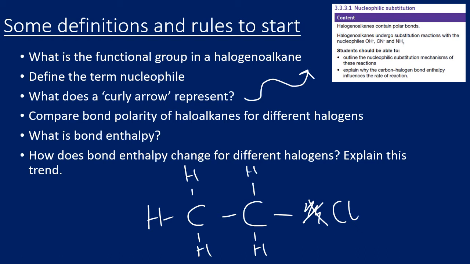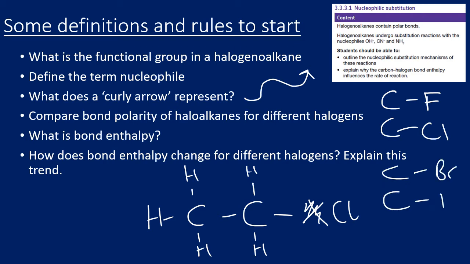Bond polarity of haloalkanes. As we move down the group, you should be aware that the electronegativity decreases down the group, and it's the difference in electronegativities that determines the bond polarity. Fluorine being the most electronegative means that the bond between C and F is the most polar, and as we go down, the polarity decreases. I'm trying to show that by the size of the delta: we've got delta plus and delta minus. All of those bonds are polar, but they become less polar as we go down the group.